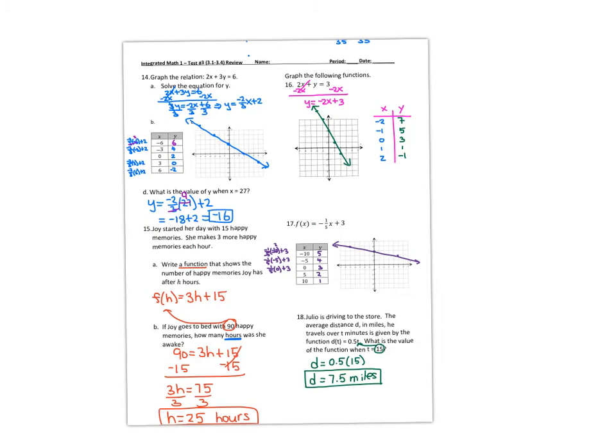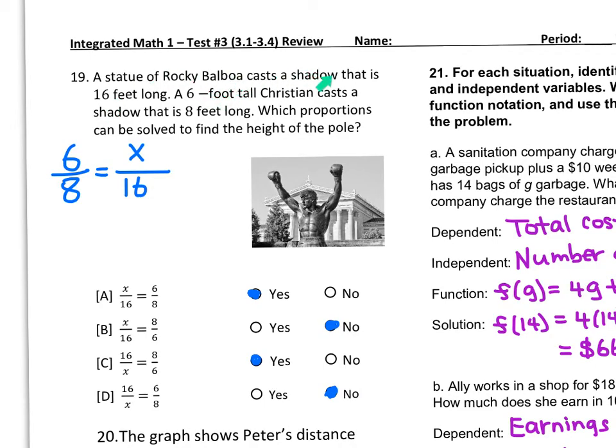That ends page 4. A statue of Rocky Balboa casts a shadow that is 16 feet long, and a 6-foot tall Christian casts a shadow that's 8 feet long. Which proportion can be solved to find the height of the statue? So, a statue of Rocky Balboa casts a shadow that is 16 feet long. Here it is, but we don't know how tall that statue is. Okay, so x over 16. This is the shadow. Christian is 6 foot tall. We actually do know how tall he is, but his shadow is 8 feet. So shadow with shadow and height with height.